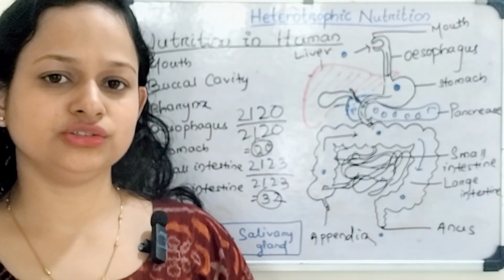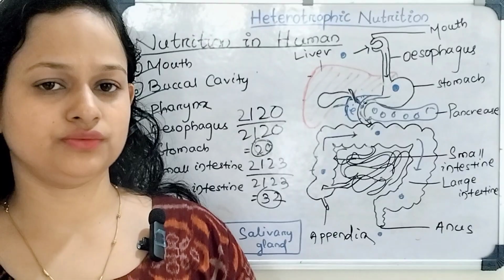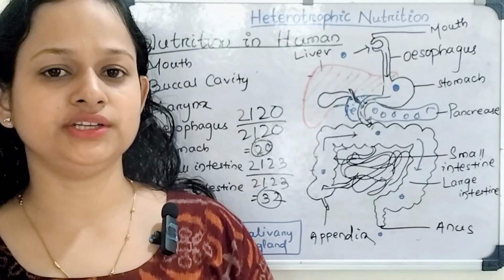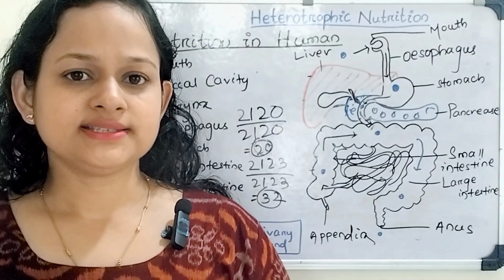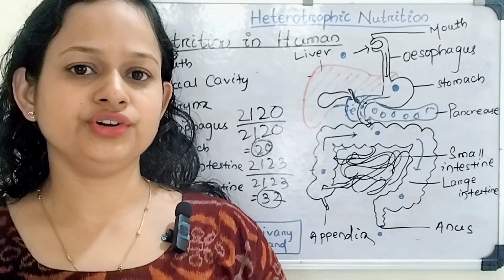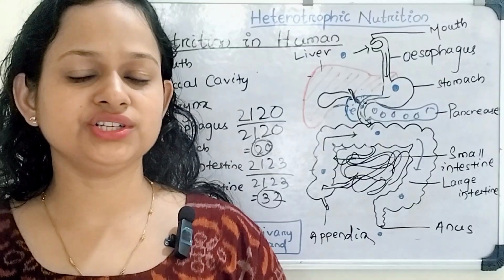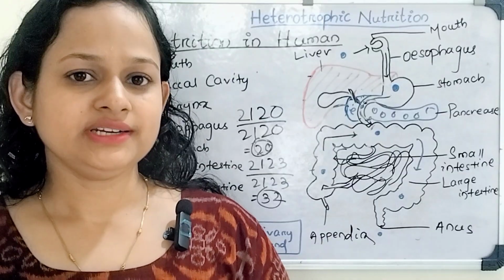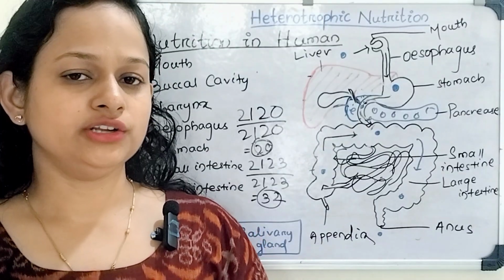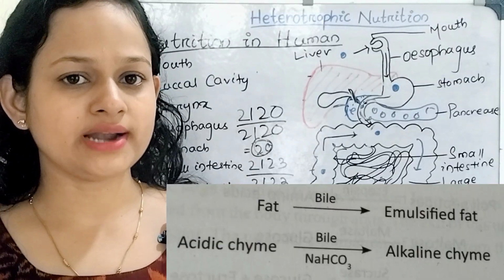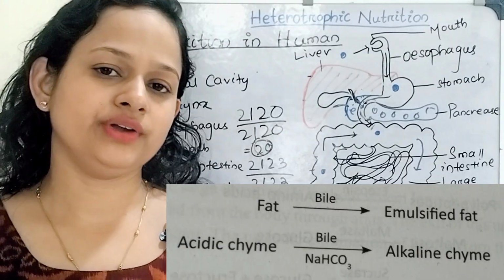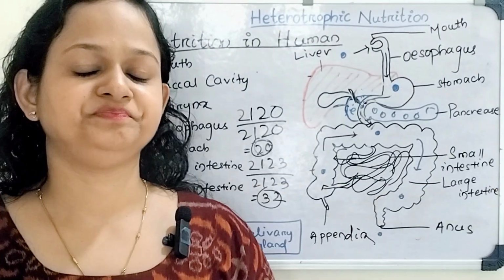So in this part, the food is mixed with three types of juices, that is bile juice, pancreatic juice and intestinal juice. The bile juice gives the food an alkaline medium and it contains two types of pigment, they are bilirubin and biliverdin. It also contains bile salts which help in the emulsification of fat and convert the fat into fatty acid and glycerol.